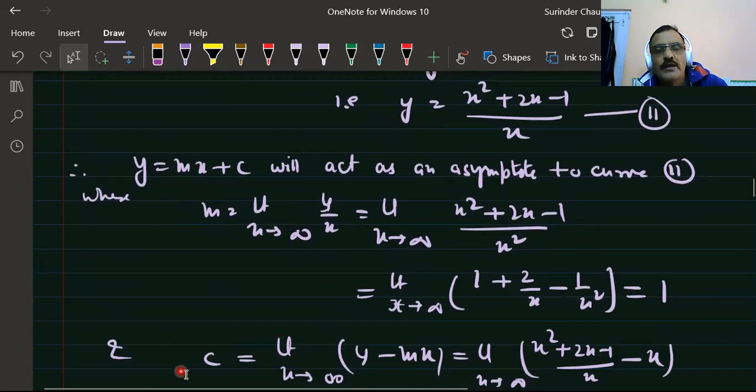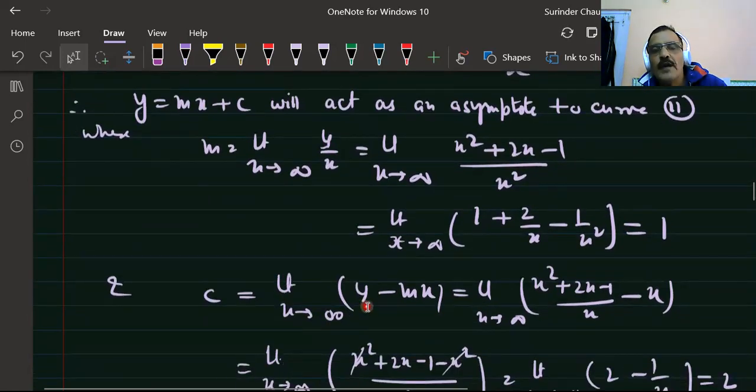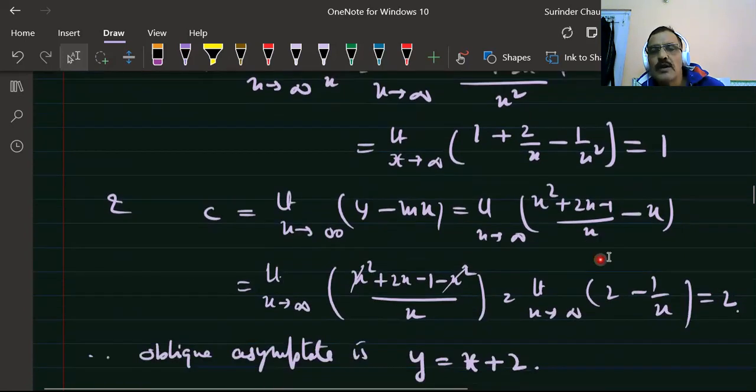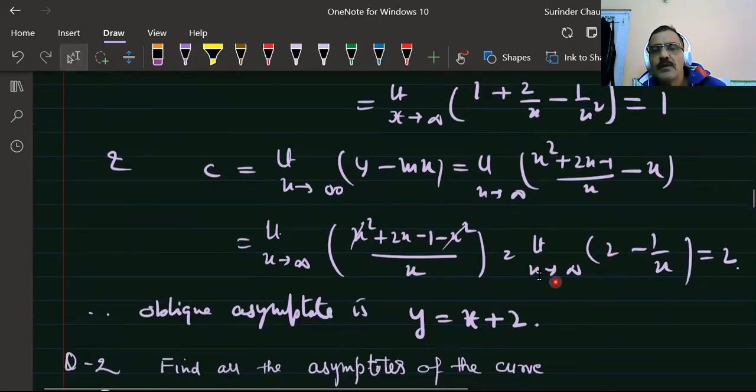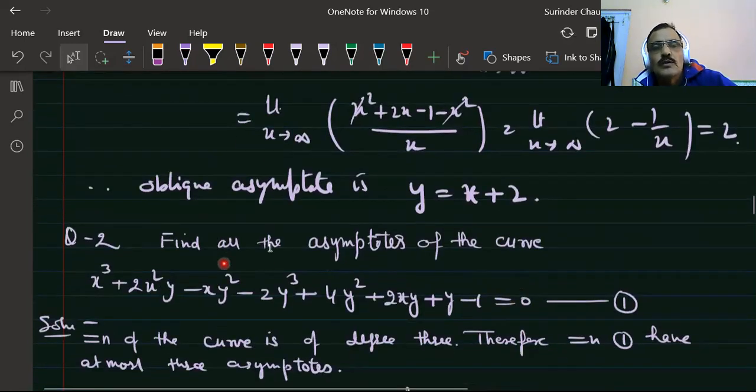Now we will find c, the limit as x tends to infinity of y minus mx. The function y is equal to f of x, minus mx. M is 1, so we get it minus 1x. Take the LCM, simplify that, and then find the limit, which is 2, a finite number. Therefore, the oblique asymptote will be y is equal to mx plus c, where m is 1, so y is equal to 1x plus 2.